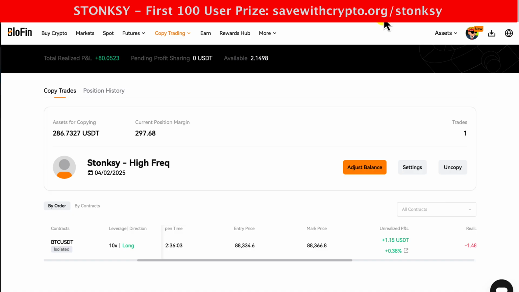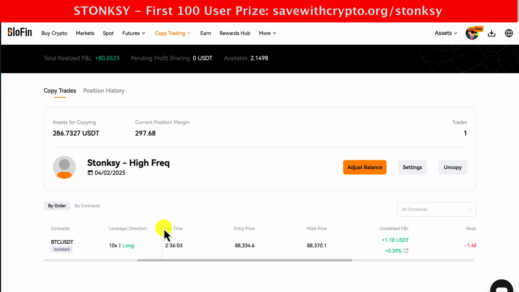Now, what the bot looks like in reality is a copy trading account on Blofin. There's two variations at the moment. There's a Stonksy high frequency. There's also a low frequency one that is being worked on at the moment, and at the moment, it's not as profitable as the high frequency one.